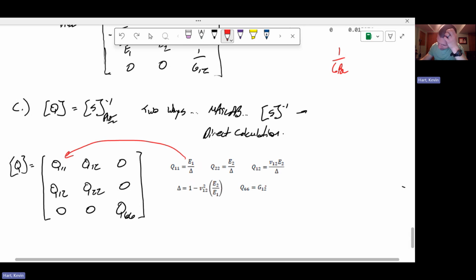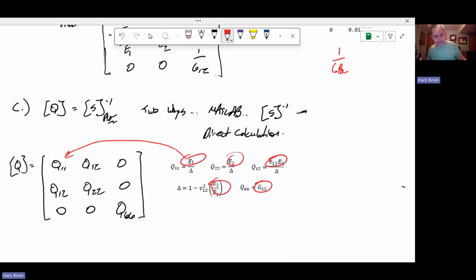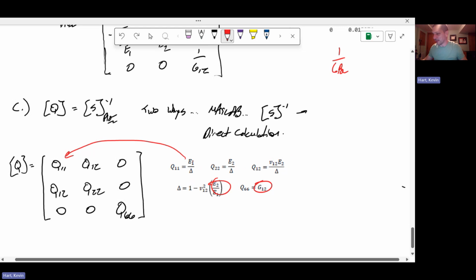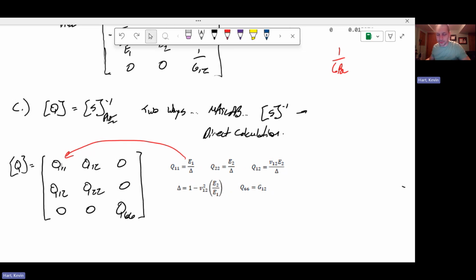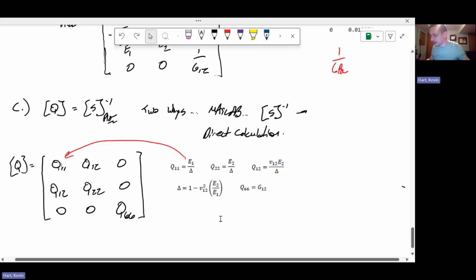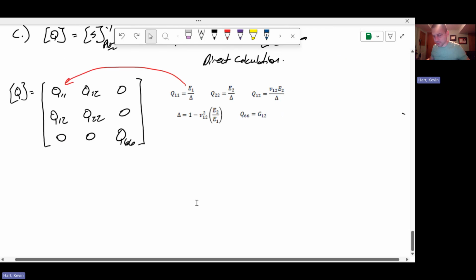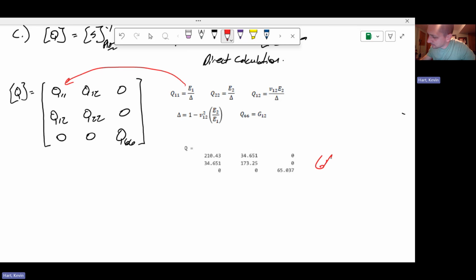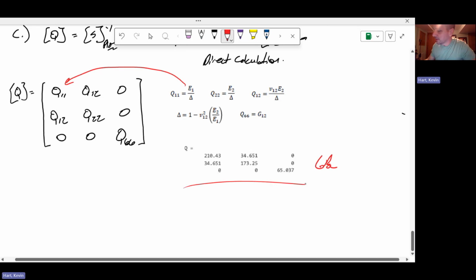So you have all of these things. All of these things you know from part A, so you can calculate Q directly just by punching them in and solving. Alternatively, you can just invert the compliance matrix to get the stiffness matrix. But if you do that, this should be what you end up with at the end. And this is in GPa. So this is the answer for part C.